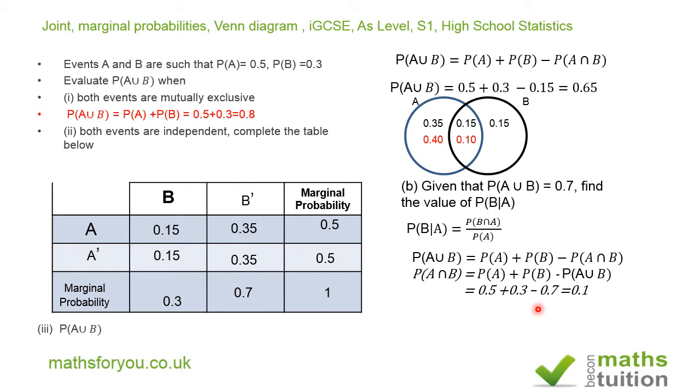So we now have our A intersection B, so we can now do our calculation. We want to find the probability of B given A, and that's going to be 0.1 divided by 0.5, and we end up with 0.2.